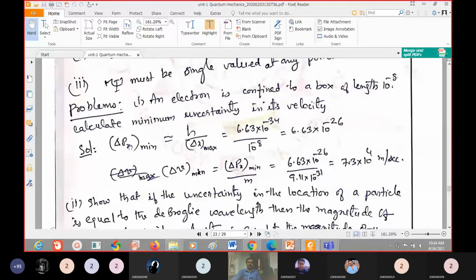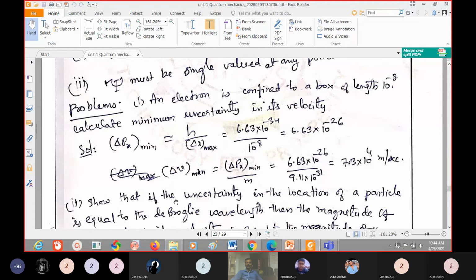If delta x is maximum, that gives the minimum uncertainty in momentum. So delta px minimum equals h by delta x maximum. The value of h is the constant 6.63 into 10 to the power of minus 34, and delta x equals 10 to the power of minus 8 meters. If you calculate it, it is 6.63 into 10 to the power of minus 26.